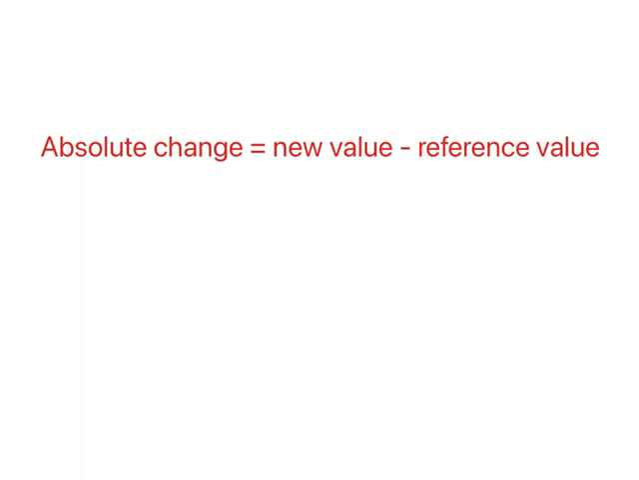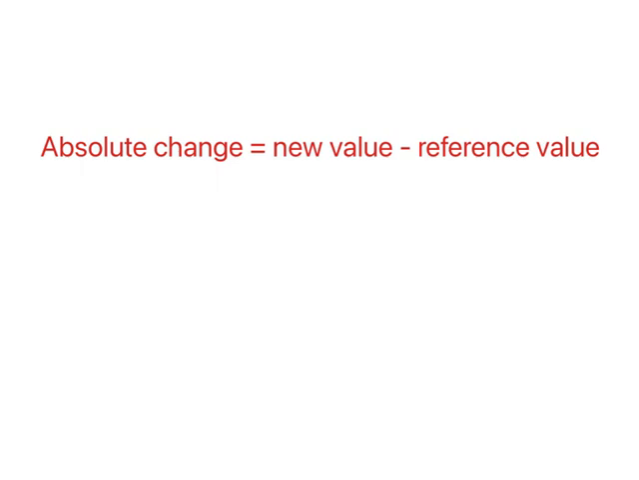Let's calculate some absolute change. Now I want to start off by saying absolute change is a value, but it's a value that you use to talk about things. You don't just say, well, the absolute change is, because that doesn't tell you anything. This is just a way to find a value and then to use that appropriately.